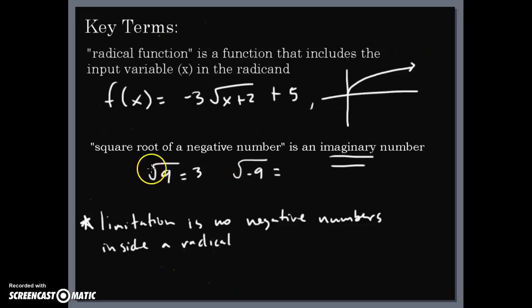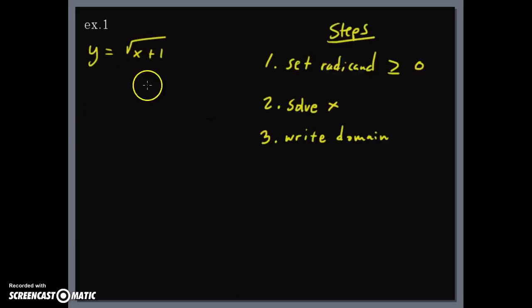But that's not true, because if you think about it, -3 times -3 is a positive 9. So the square root of 9 is 3, and it's also -3. -3 times -3 does not give you a -9, so that is not the square root of -9. It's kind of a little complex idea, but for now all you need to know is that you cannot have negative numbers inside the radical. So we're going to figure out what numbers can we put in for x that will not give us a negative value under the radical.